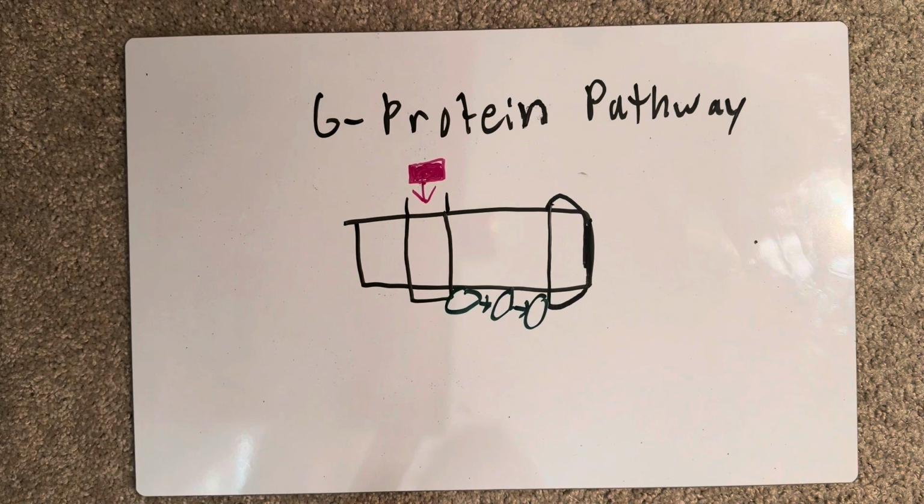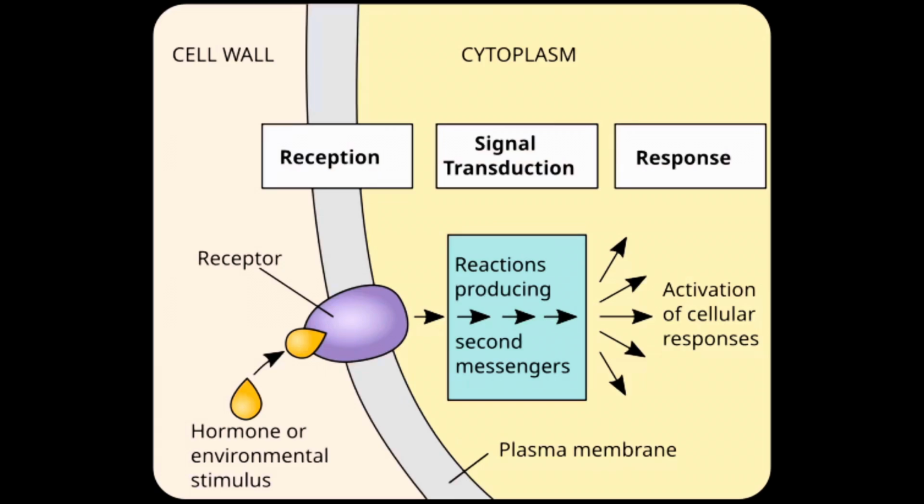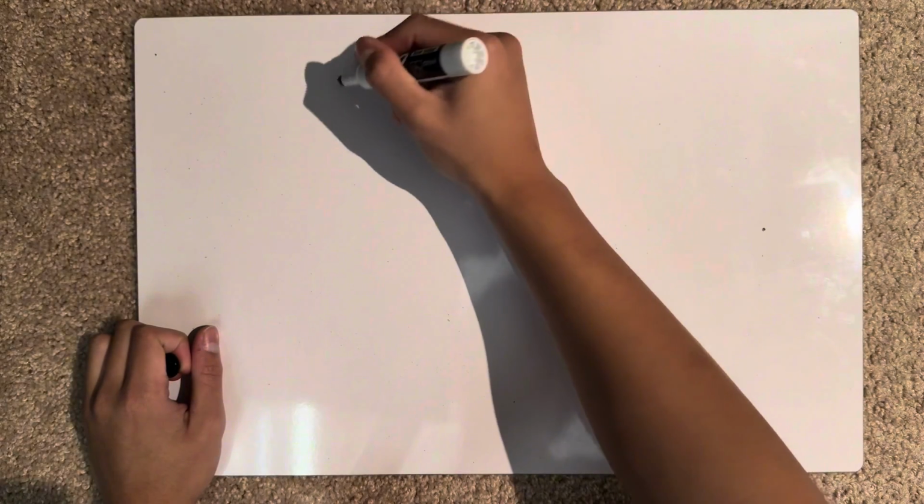Here's a better picture of the G protein pathway. The next pathway we're going to talk about is the tyrosine kinase pathway.